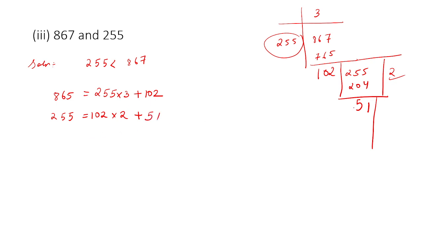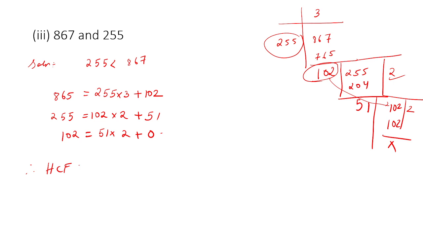Next we have to divide by 51, and what should be the dividend? You should bring it here, 102. In fact, 51 into 2 is 102. So you can cancel this. So 102 is actually, what is the divisor? 51. What is the quotient? 2. And what is the remainder? 0. Therefore, HCF of 867 and 255 is 51. This was the last divisor, in which we got our remainder as 0. Clear? So this is the answer. So we shall end the video here.